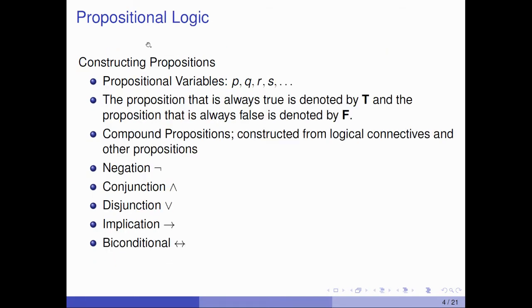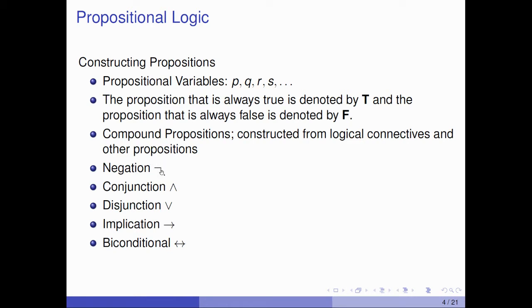So we have here how to construct propositions. This is describing propositions here. Propositional variables. We represent propositions usually, in logic books, by the small letters P, Q, R, S, and so on, T, U, V, something like that. And a proposition that is always true is denoted by capital T, and if it is always false, it is denoted by capital F. Compound propositions mean you have propositions combined using logical connectives, and these are the following.